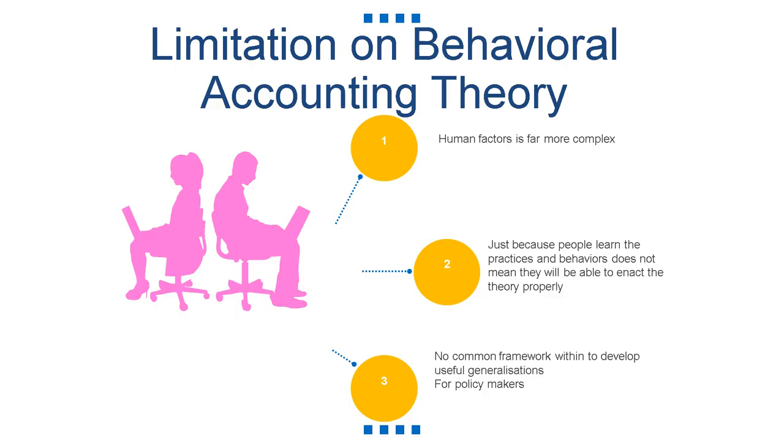The second one, just because people learn the practices and behaviors does not mean they will be able to enact the theory properly. It is easy to learn why or how to do these behaviors, but knowing when to behave one way or another and become adept in this behavior is a far more challenging task.